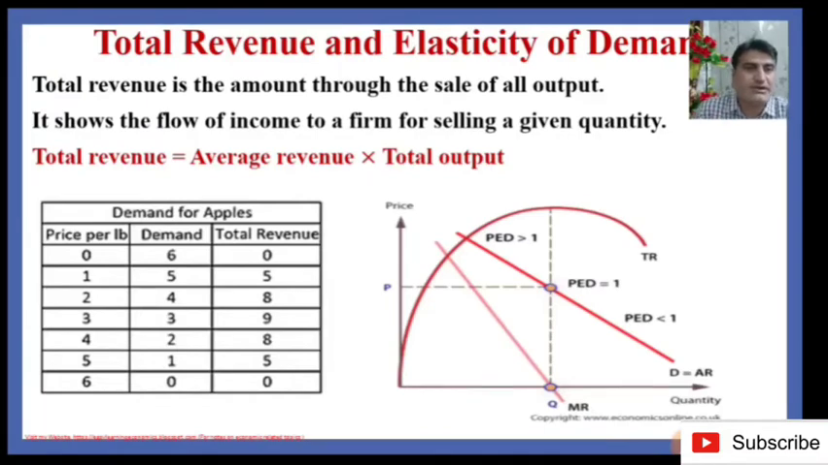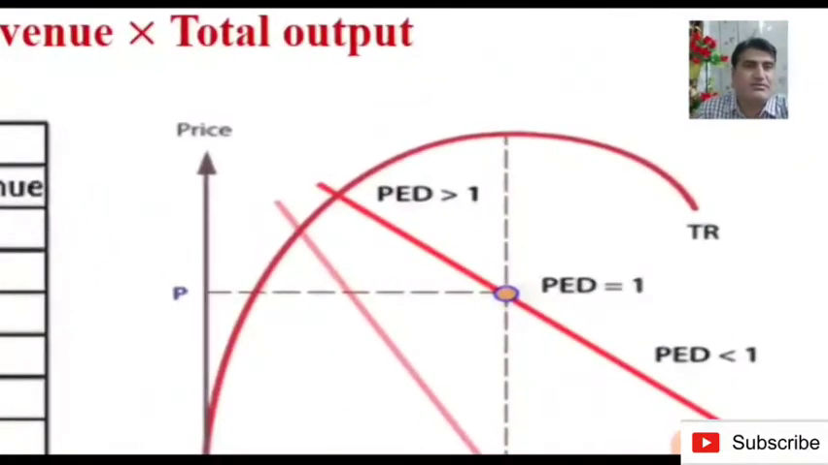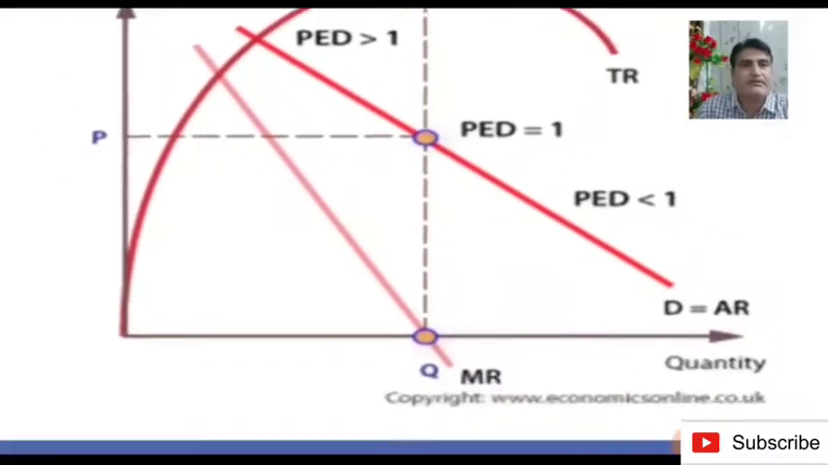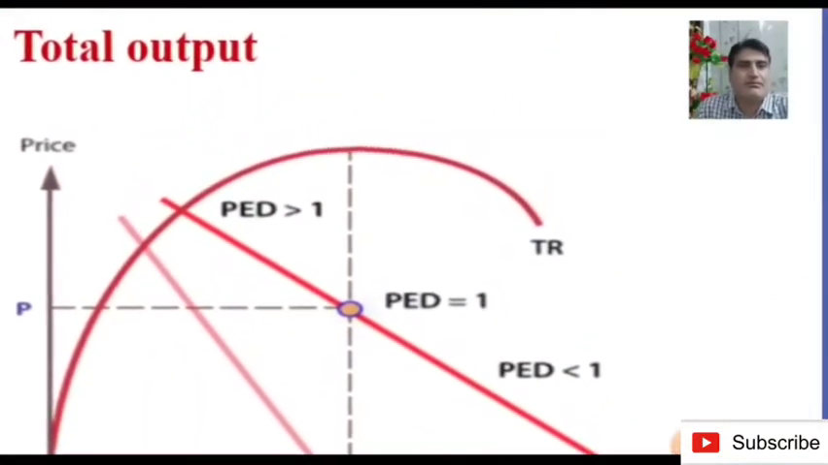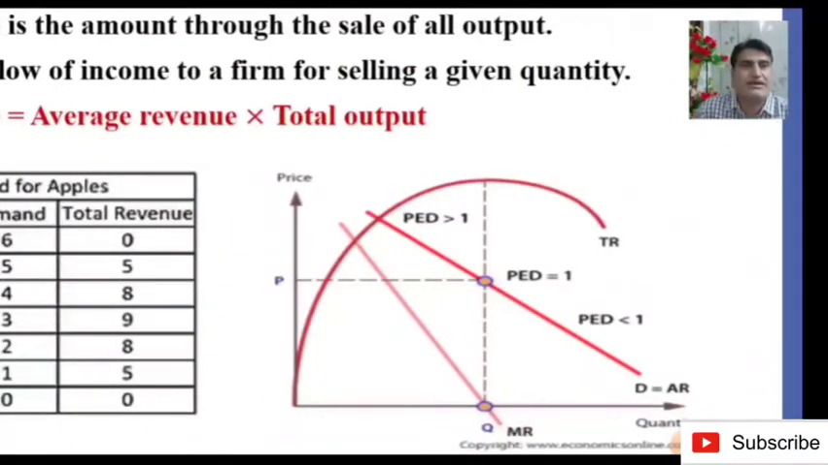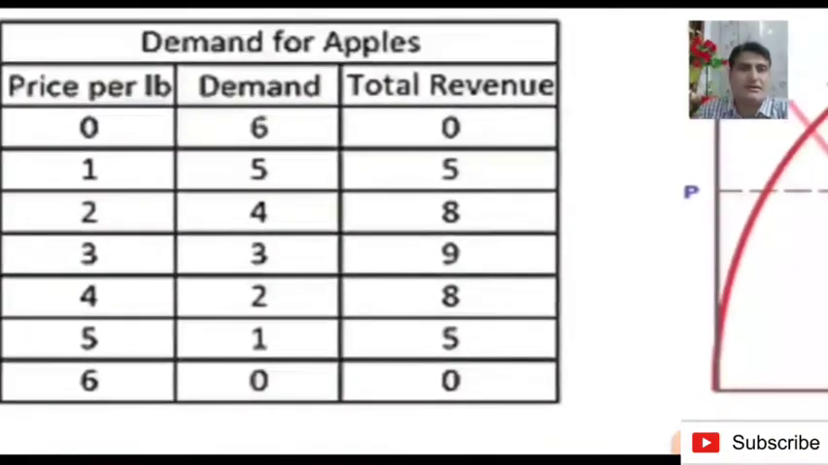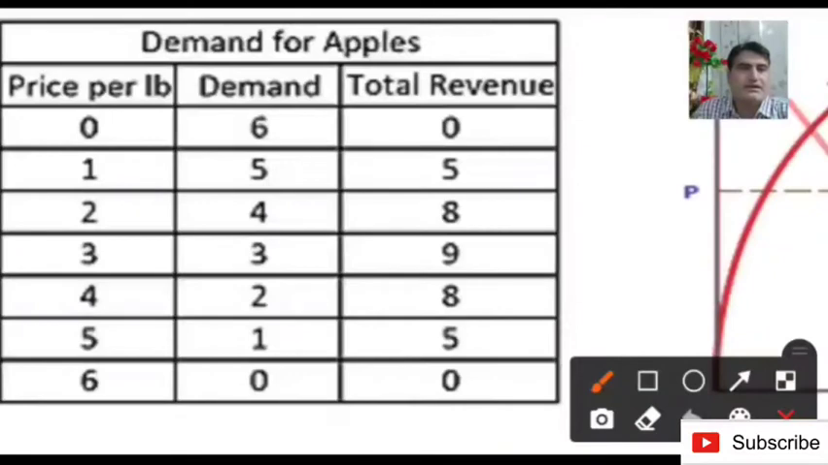When total revenue increases, the price elasticity of demand is greater than 1. When total revenue remains the same with change in price, the elasticity of demand is equal to 1. When total revenue decreases with change in price, it means the elasticity of demand is less than 1. In this table, the total revenue increases from 5 to 8. It means at this point the elasticity is greater than 1. When the price is 2, the quantity demanded is 4 and total revenue is 8.